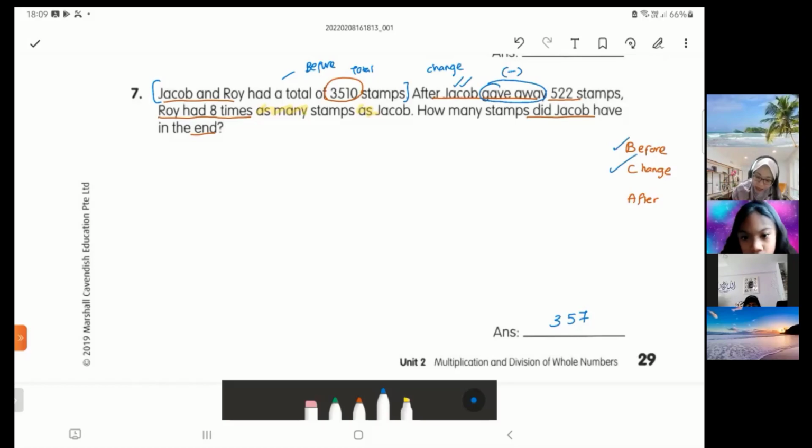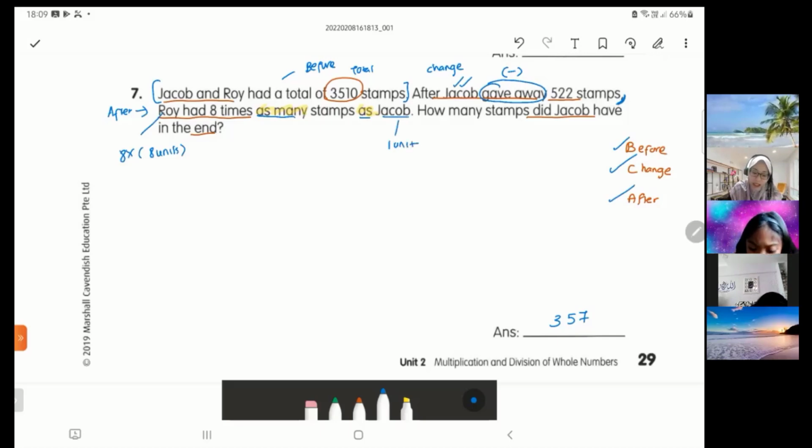So in the end, Roy had 8 times as many stamps as Jacob. Usually it will be depicted by this comma. After the comma, they will tell you that this is my after. So this whole sentence is my after. Okay, after is there. What is the after? Roy has 8 times. 8 times, I'm going to put it as 8 units. As many as is the magic keyword, so Jacob will have 1 unit. How many stamps did Jacob have in the end? So in the end means the after.